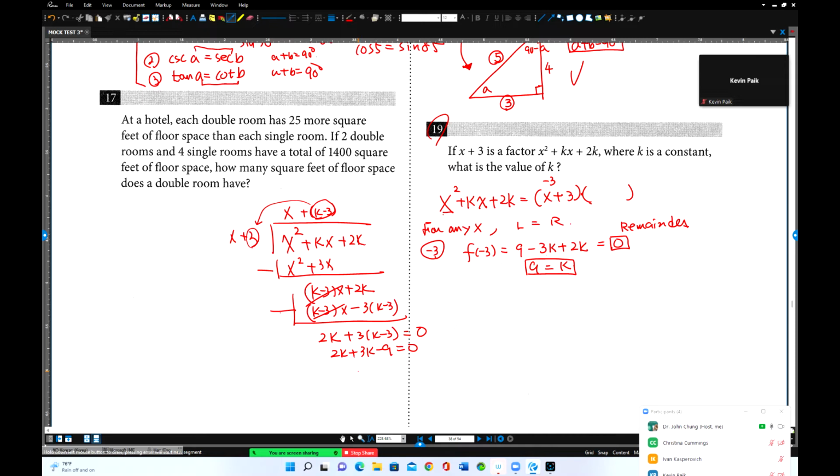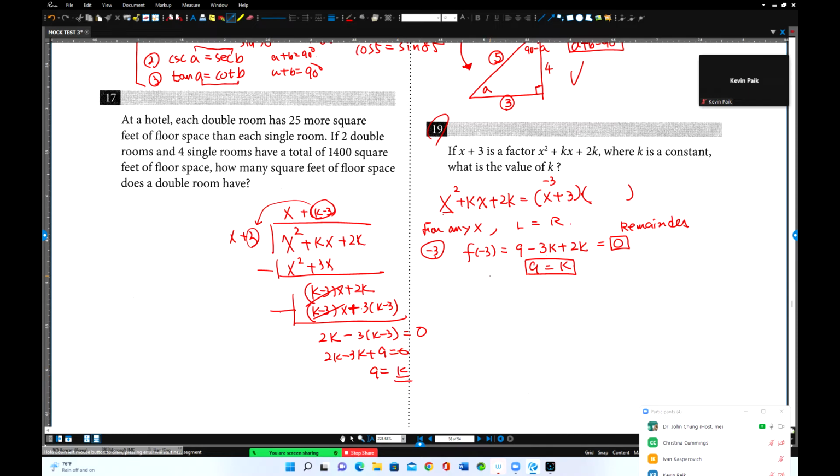It can be, right? Maybe I did it wrong. I'm sorry, this is plus, okay? This is a minus. Sorry, this is plus, minus is minus, okay? So 2k minus 3k and plus 9 equals 0. Yeah, 9 equals k, right?